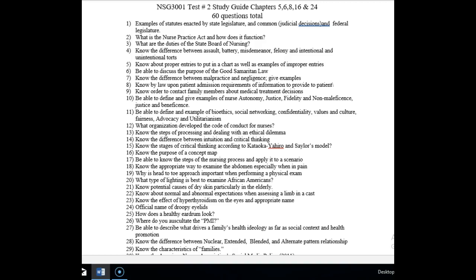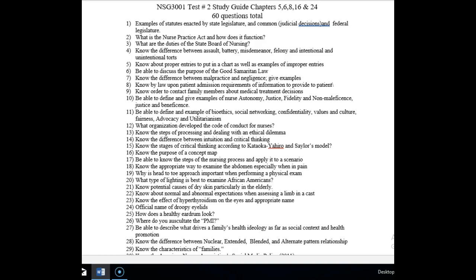The first question is about examples of statutes enacted by state legislature, common judicial decisions, and federal legislature. Nurse Practice Acts are an example of statutes enacted by state legislatures to regulate the practice of nursing. Common laws are based on judicial decisions or case law precedent.